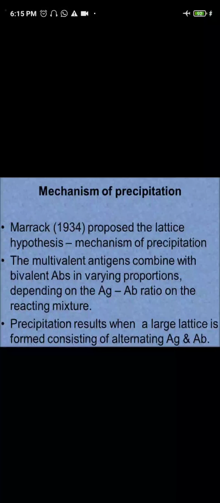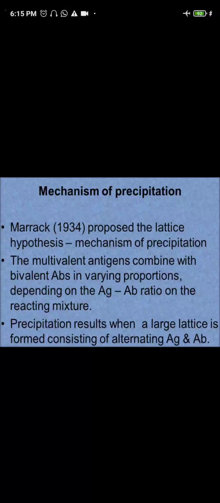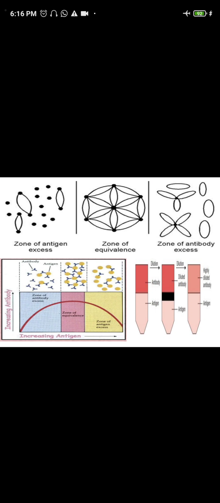Now how can you see a precipitate? When you mix an antigen in the lab, you take some amount of antigen and its homologous corresponding antibody. When you mix them together, you can see a complex, some kind of precipitate. Now how can you see that? This particular thing happens because of certain reasons. Now how does this happen? It was actually explained by Marrack, and this is called the lattice hypothesis. Now let us see what it is exactly.